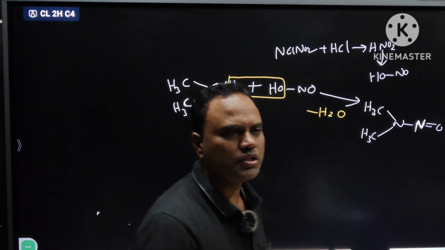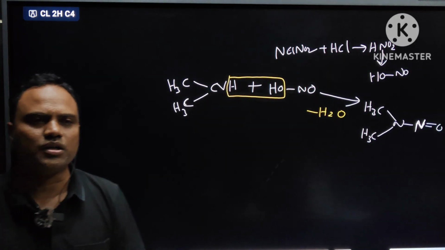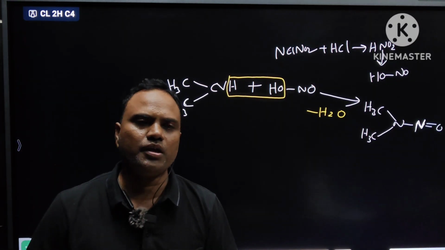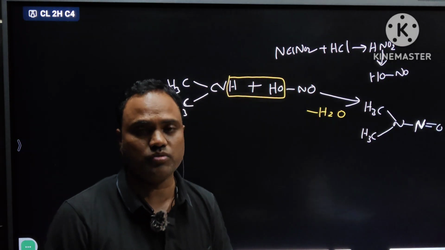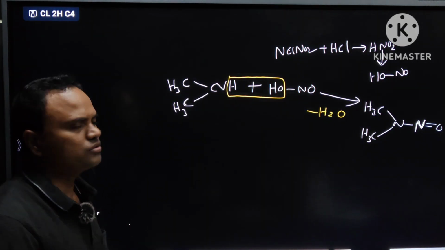Which amine gives colorless gas N2? Primary aliphatic. Which amine gives stable diazonium salt? Primary aromatic. Which amine gives the nitroso test? Secondary amine. Okay, let us do this question.